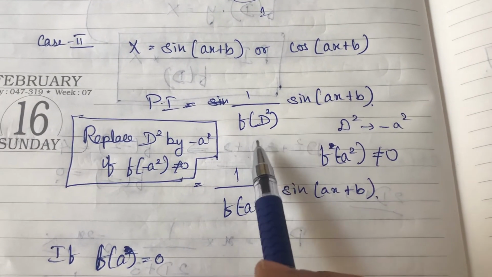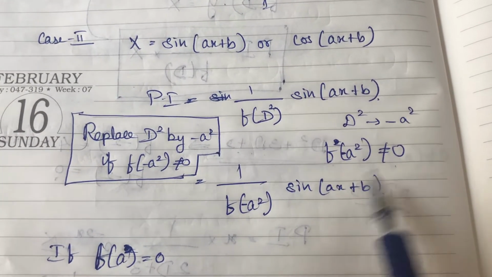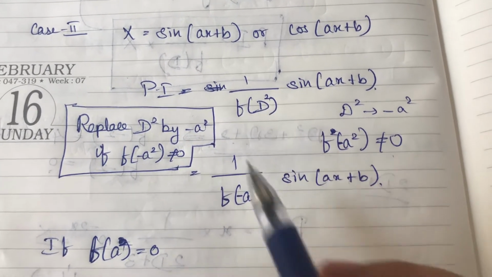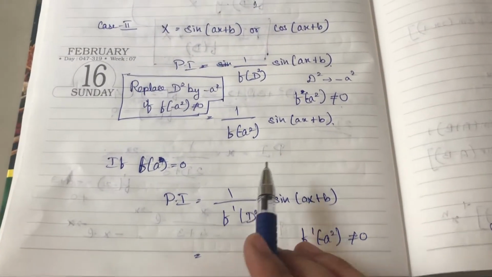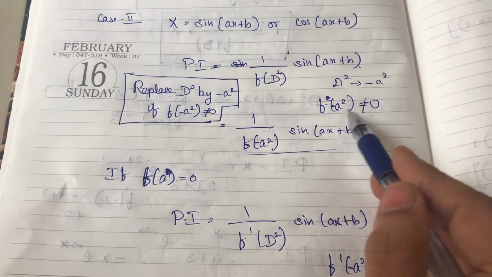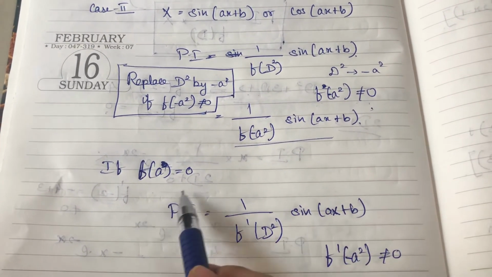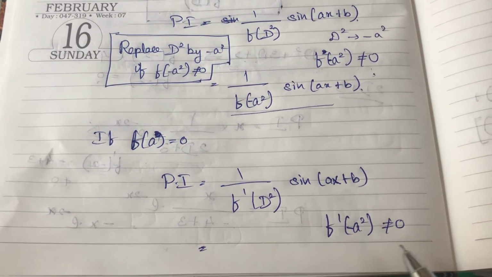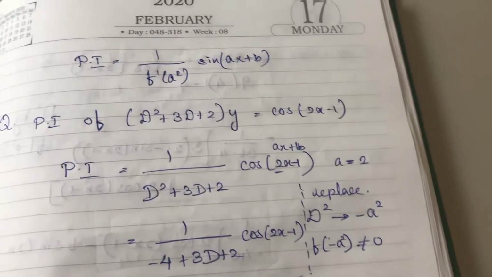If I replace it, I should not get 0, then only I can continue. If it is 0, I need to differentiate it and again substitute it. You can see here, I have just substituted here and written this, but this should not be equal to 0. If it is equal to 0, I need to differentiate this term and then again substitute it. So it will go on.